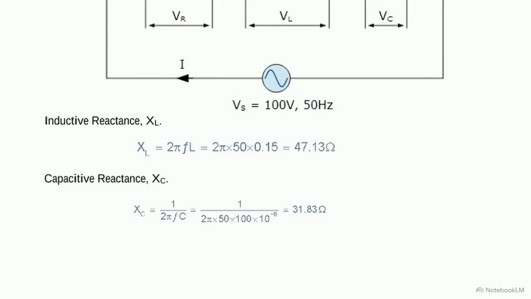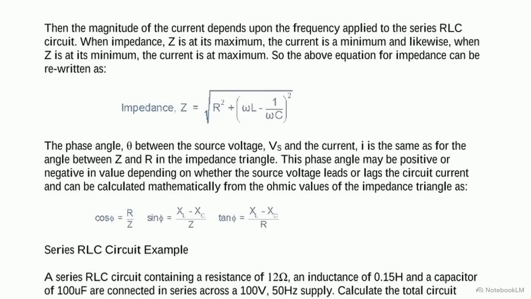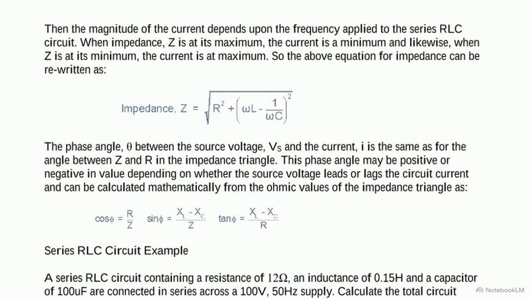Now look at the impedance formula. Because the timing of these components is out of sync, we cannot simply add these ohms together. Instead, we use this vector formula to find the total opposition to the current, known as impedance, or Z. By taking the square root of the resistance squared plus the difference in reactances squared, the total impedance calculates to 19.4 ohms.